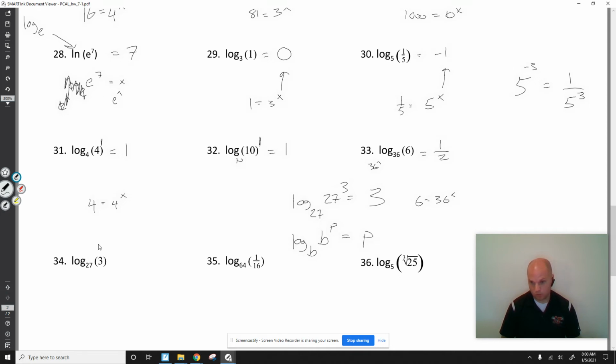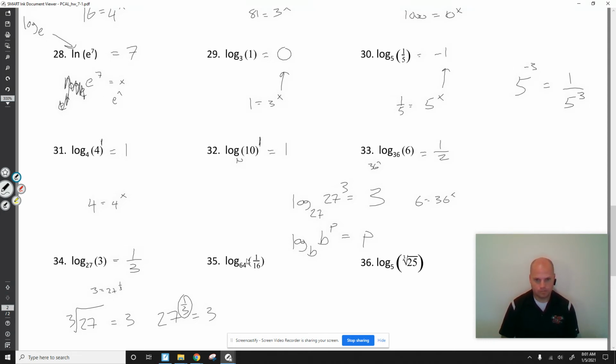27 to what power is 3? Well, you can't take the square root of 27, but you can take the cube root of 27. The cube root of 27, we know that's 3. We got to know that a cube root is the same as a fractional power, a 1/3 power. Make sure we understand that. That's where the notation comes from. It's this fractional power. So this is 3 equals 27 to the 1/3, or 3 equals the cube root of 27.